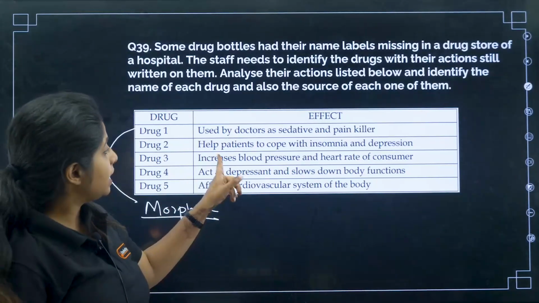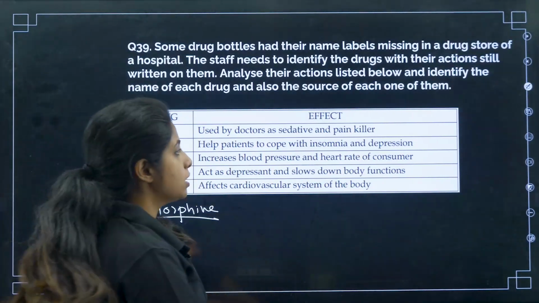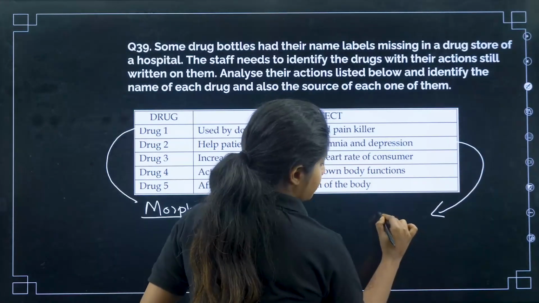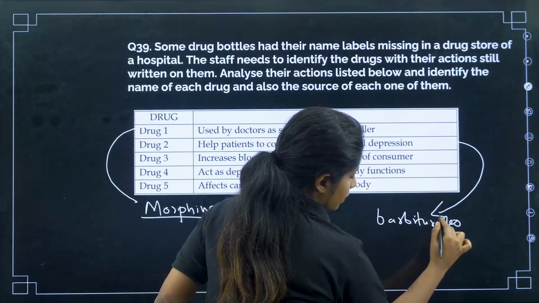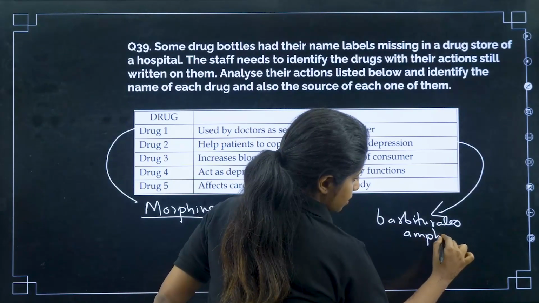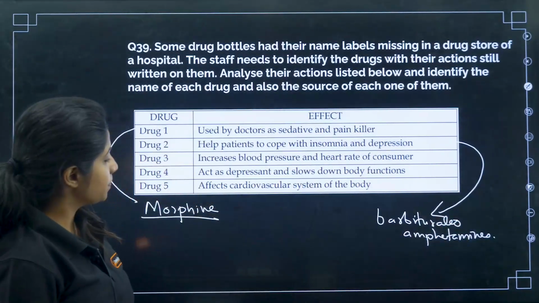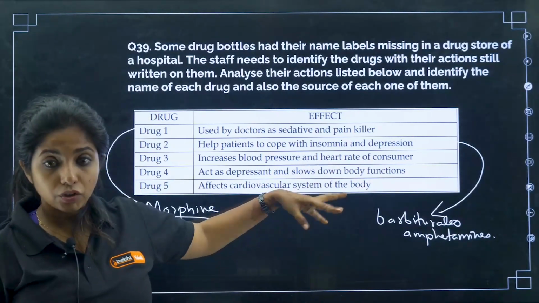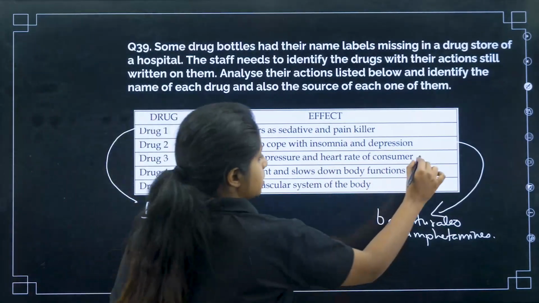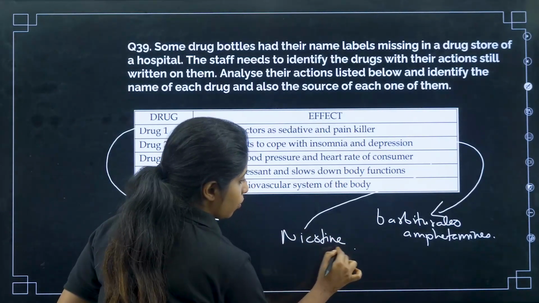Okay. Helps patient to cope with insomnia and depression. Now this is done by barbiturates, amphetamines and stuff like that. Okay. Increases blood pressure and heart rate of consumer. If you eat this, your blood pressure and everything will be increased. What is this? This is nicotine, my dear children, which is there in tobacco.